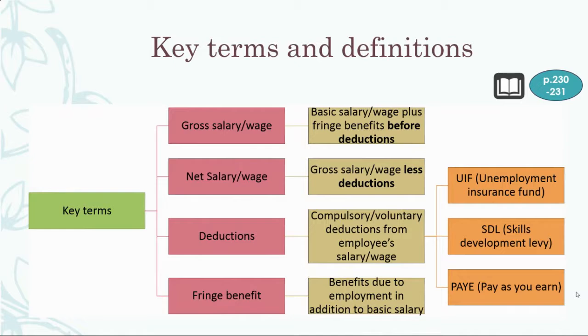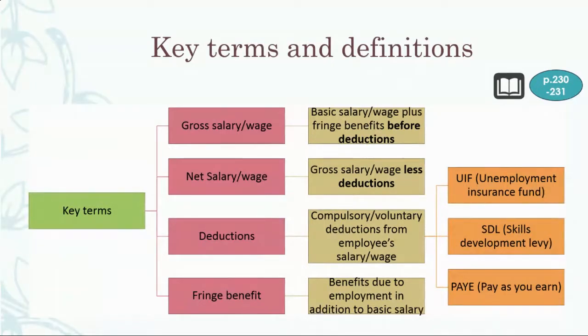The next one is your net salary and wages, your gross salary or wages less any deductions. So it's the previous calculation, your basic salary plus your fringe benefits less the deductions. Now, your deductions can be made up of whatever is deducted from your employee's salary. That would normally be your pension fund, medical aid fund. It would be any UIF deductions, SDL, pay-as-you-earn deductions. That is what deductions would be.